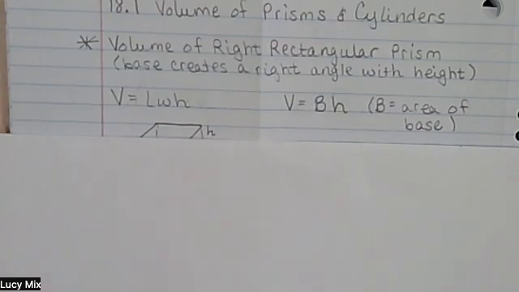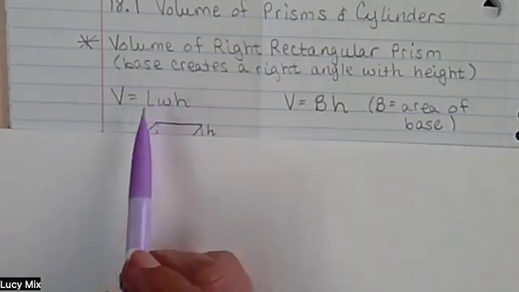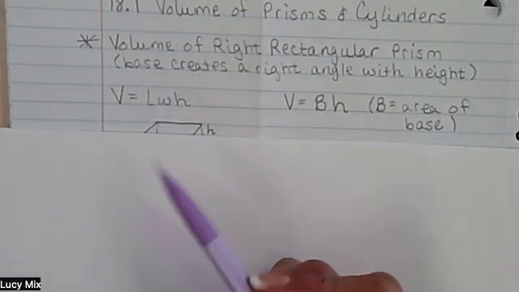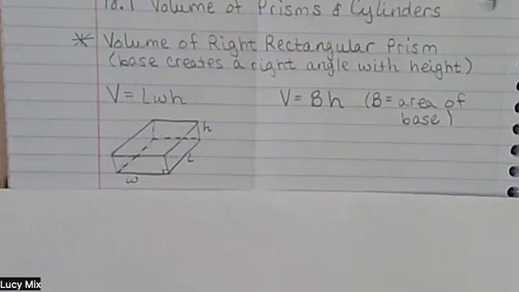Now, the textbook will use the capital B for the area of the base, which is then length times width. And there's a diagram of what that would look like. Just so you know, though, a cube is also a right rectangular prism.